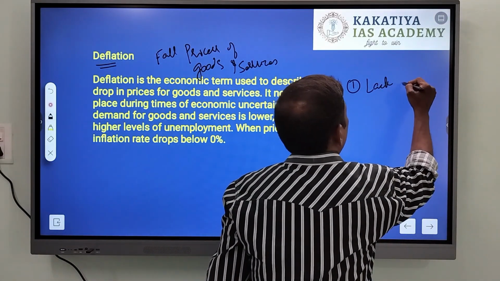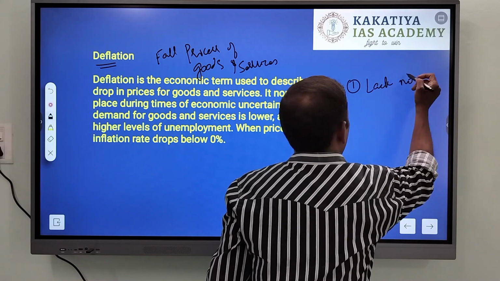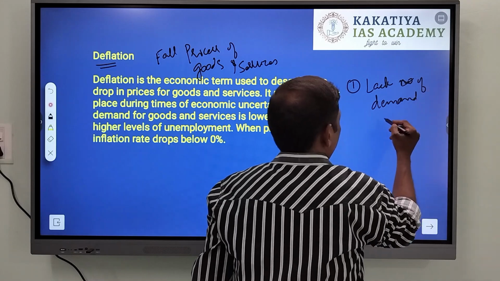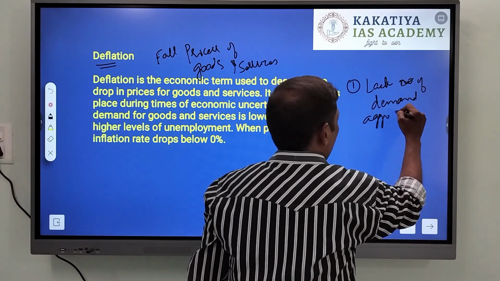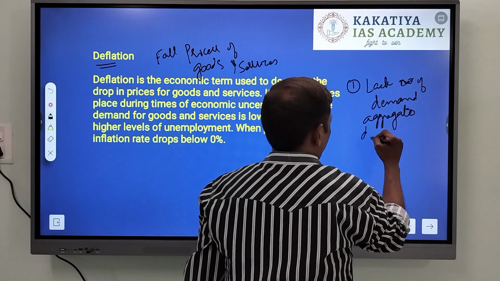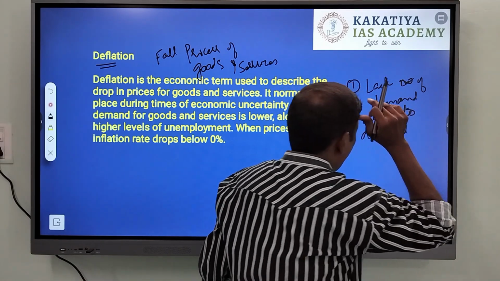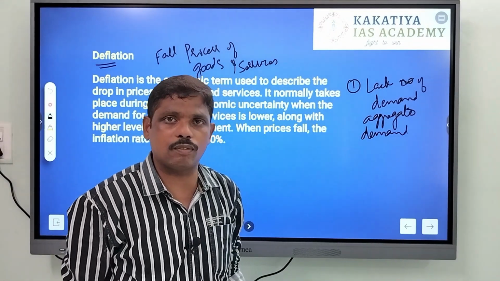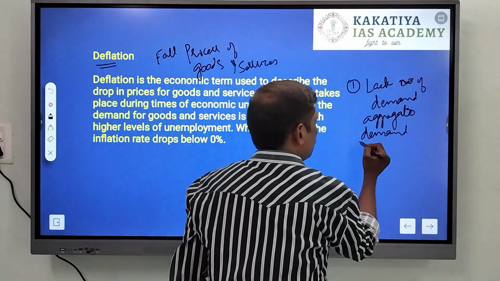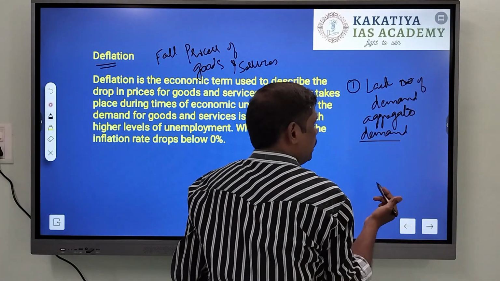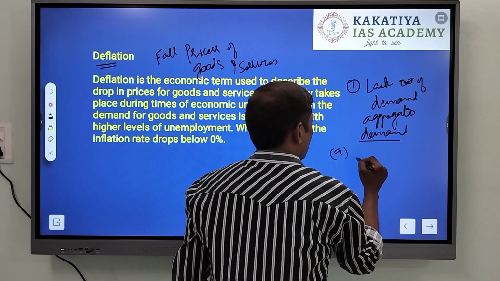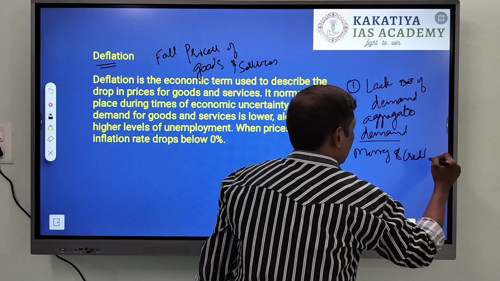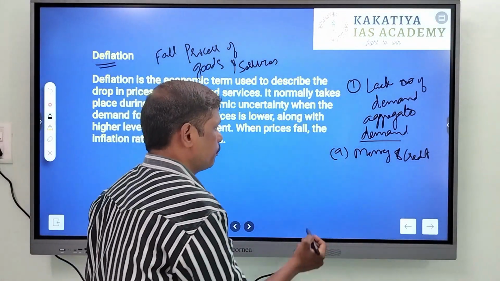Lack of demand, that is when the aggregate demand comes down. When the aggregate demand comes down, obviously there will be a fall in the price of goods and services. So what could be the reasons behind the fall in demand? There can be different reasons. Say, for example, when there is no adequate money supply in the market, or when there is no adequate credit flow in the market. This can be a reason.